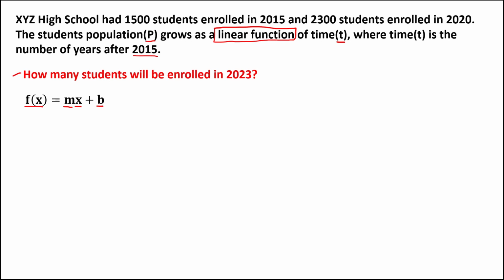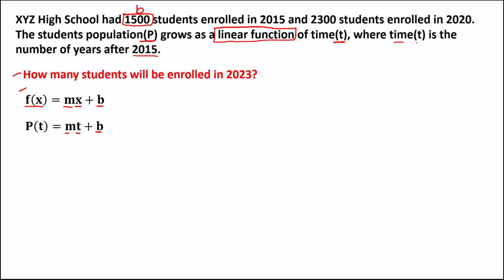So for this problem, b is the first population, and since the first population is 1,500, therefore this is b. Then since the student population depends on the time, we can rewrite this formula as P of t, or the population with respect to time, equals the slope times the time plus the first population, that's 1,500. Then to solve for the slope, first we need to find the two coordinates.